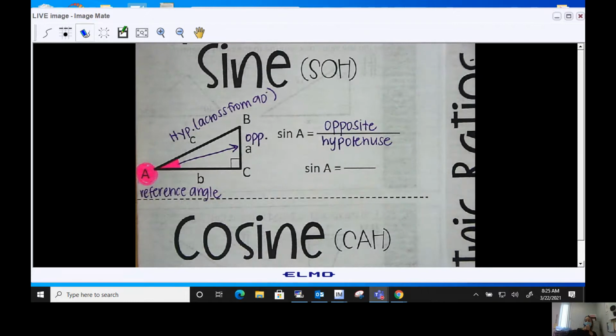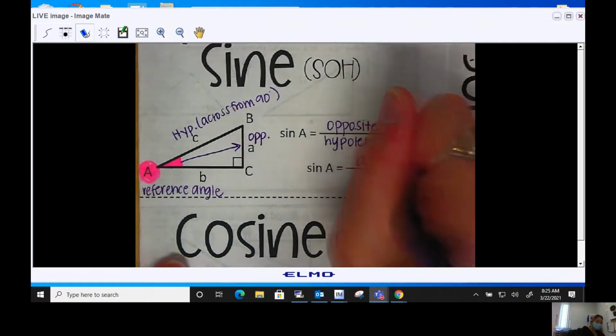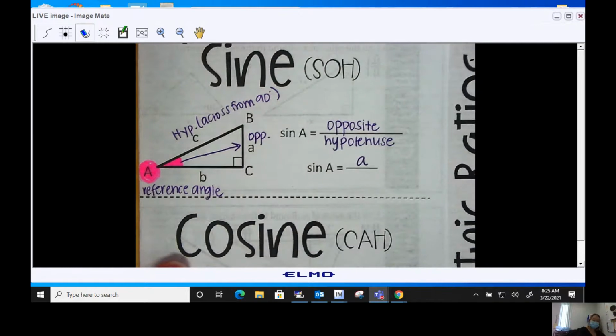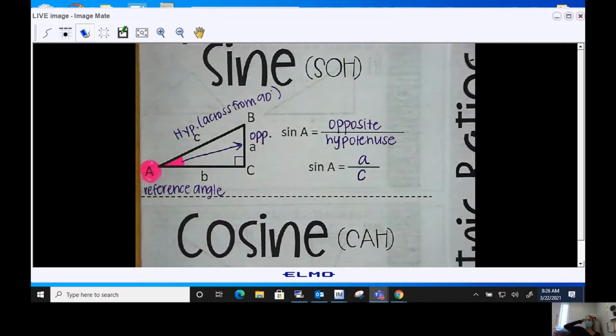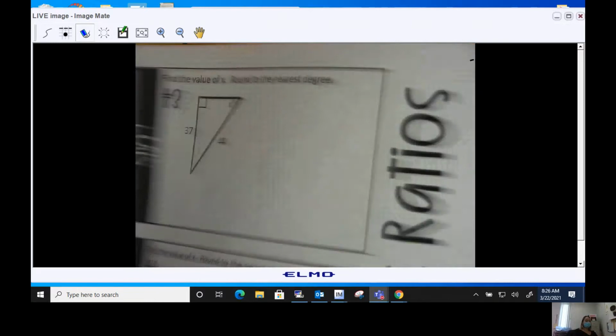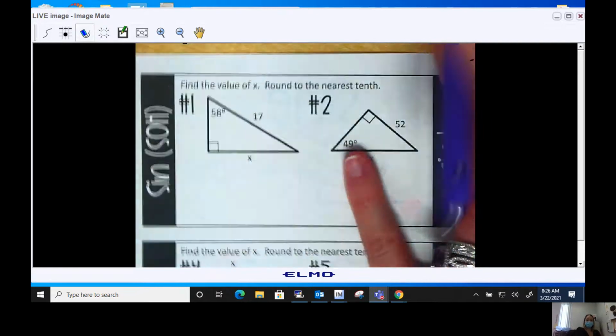It's across from. So when I go to write my fraction or write my ratio, I'm going to take the opposite side, which in this picture is A, and divide it by my hypotenuse, which in this picture is C. And so right now that looks funky, but we're going to do an example with a number. It's going to make a lot more sense. All right, so open it up. We're doing opposite over hypotenuse.